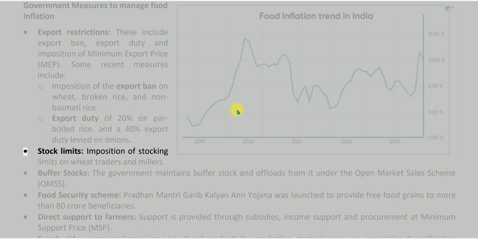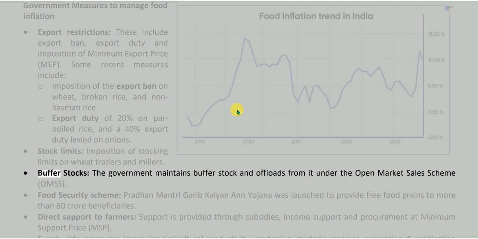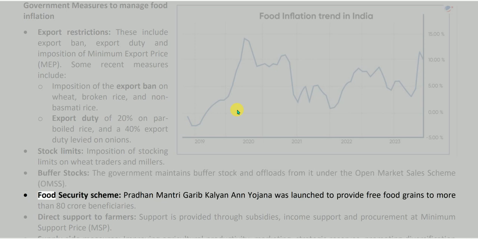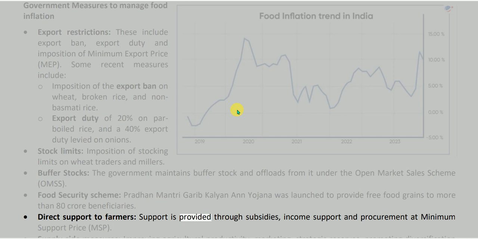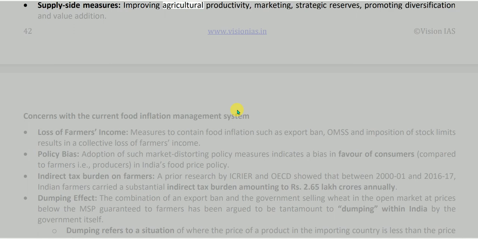Stock limits. Imposition of stocking limits on wheat traders and millers. Buffer stocks. The government maintains buffer stock and offloads from it under the Open Market Sales Scheme, OMSS. Food Security Scheme. Pradhan Mantri Garib Kalyan Ann Yojana was launched to provide free food grains to more than 80 crore beneficiaries. Direct support to farmers. Support is provided through subsidies, income support and procurement at minimum support price, MSP. Supply side measures, improving agricultural productivity, marketing, strategic reserves, promoting diversification and value addition.